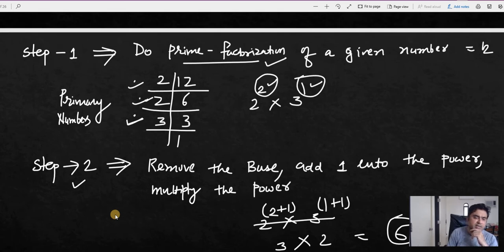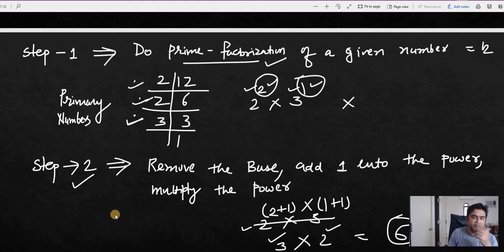What is step number 2? You have to remove the base, 2 and 3, you have to remove them. And then whatever powers are there, here 2 is the power and here 1 is the power, you have to add 1 extra to each. So 2 plus 1, and then you have to multiply with 1 plus 1. So it is 3 into 2. So a total of 6 are there.